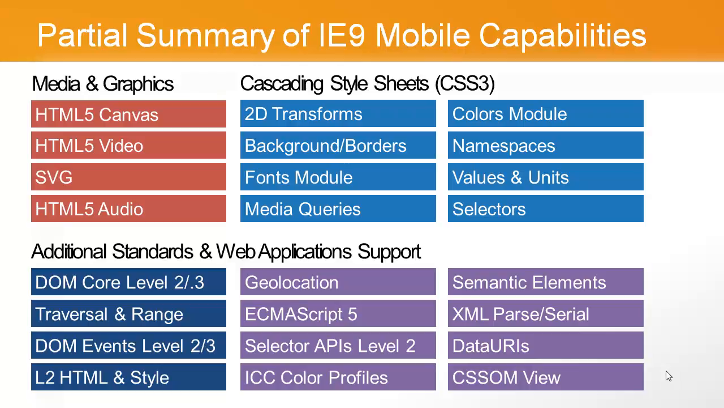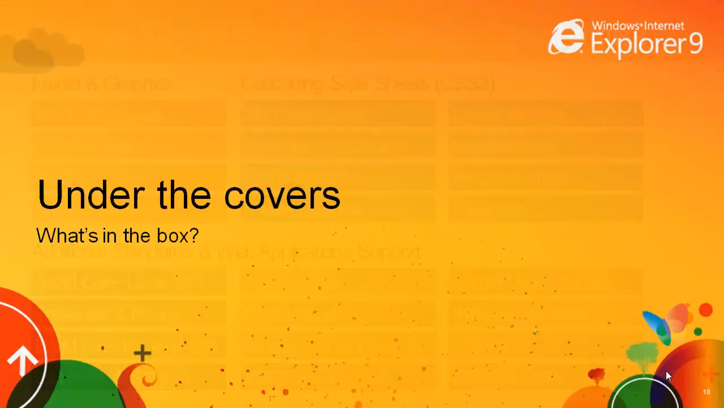We have geolocation, access to sensors. We have ECMAScript 5. We have selectors, color profiles in images, semantic elements in order to support HTML5, and new ways to improve the markup. XML parse and data URI so that we can embed some images there, and we have so many more that are being made available. So as you see, this is a huge step forward that the IE team is doing in a mobile factor. It's bringing all of the new features and all of this investment that they did on IE9 and bringing it to the table on the phone.